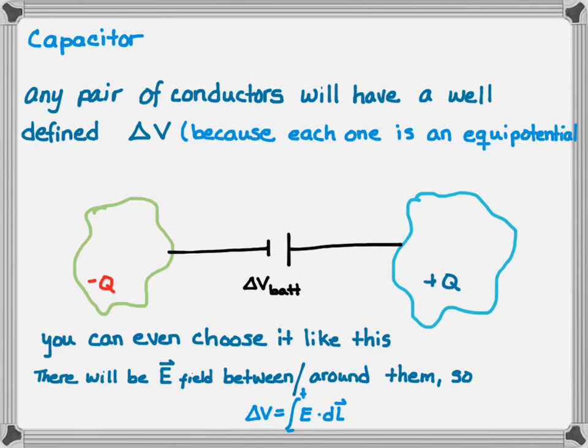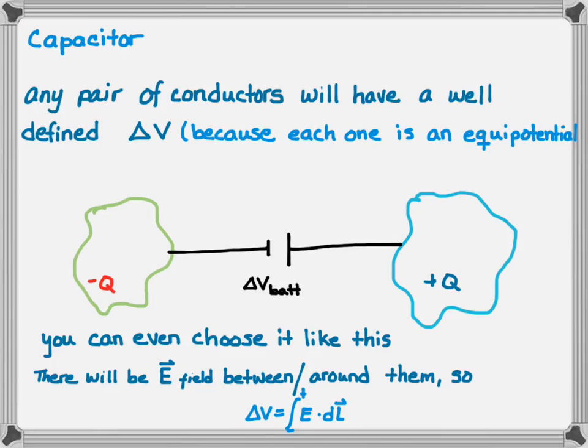Okay, let's look at capacitors. So I can have conductors. I have a pair of conductors, and I know that they will have a well-defined potential difference because each one in itself is an equal potential area. So what I've drawn is two potentials. One has a minus charge, one has a plus charge.